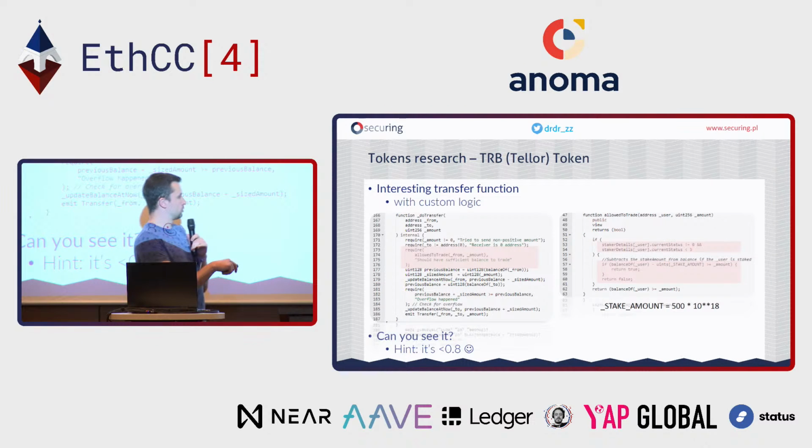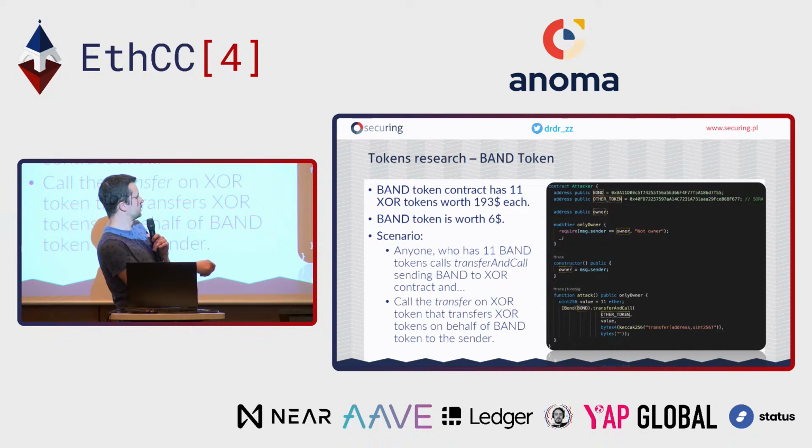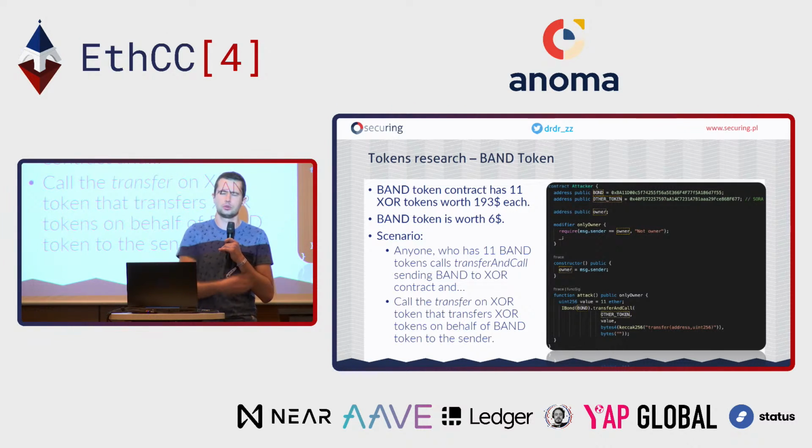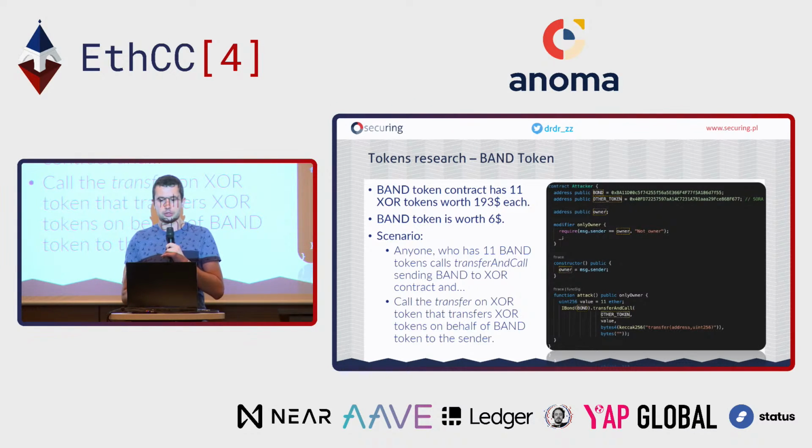Okay, so this is the code that you can use to get 11 Sora tokens. So easily, like $1,500 are there on the table. Okay, so this was the first finding.